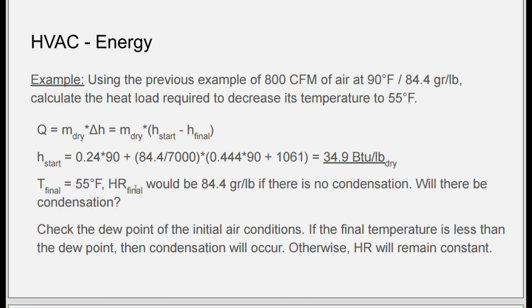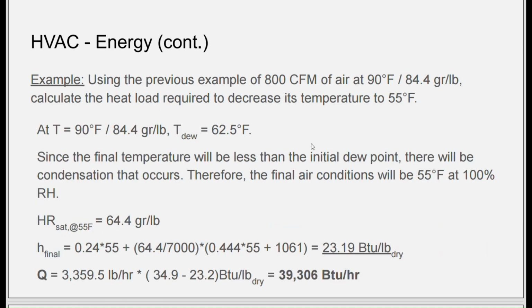What's our final humidity ratio? Well, if you're just cooling the air, the humidity ratio doesn't change until or unless you hit the dew point temperature. What's the dew point of our initial air? If the temperature of the final air is less than the dew point, then that means condensation would have had to occur. Otherwise, if there's no condensation, then humidity ratio is going to stay constant. So let's take a look at that.